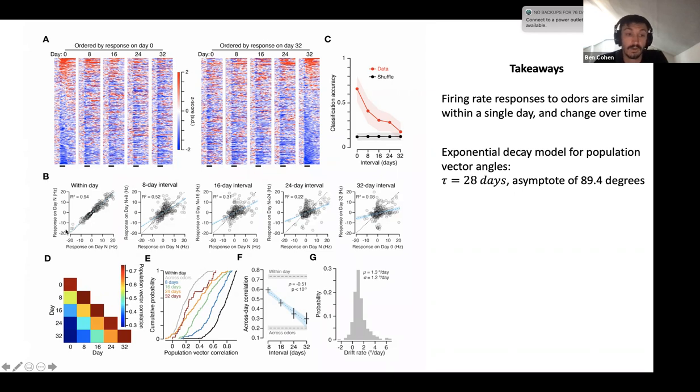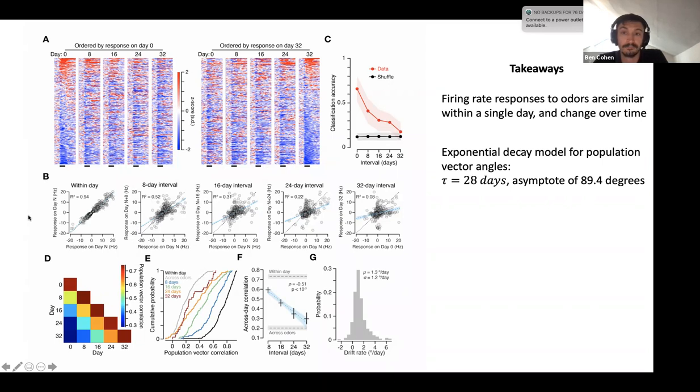Okay, going to panel B, we're looking at odor neuron pairs on day zero. And these are even trials versus odd trials. Basically the firing rates of neurons are very well correlated within a single day. So the correlation here is really high. As we go to the right, we're doing the same thing, but now we're comparing data on day zero with day 8, 16, 24, 32. The blue line is the regression line, and you can see at a glance that the blue line is getting flatter as you go to the right.